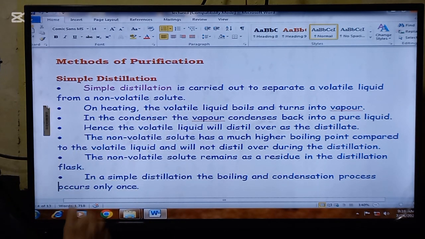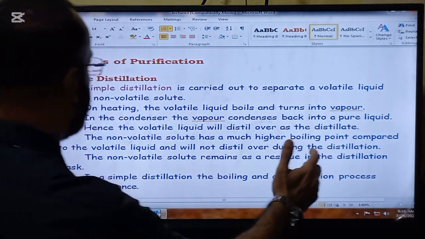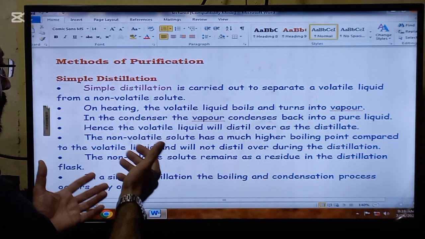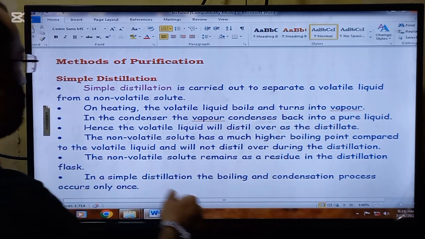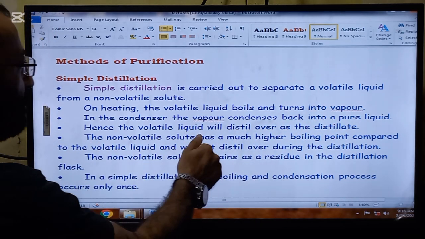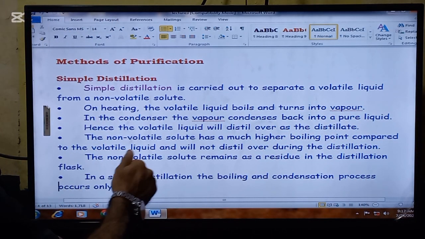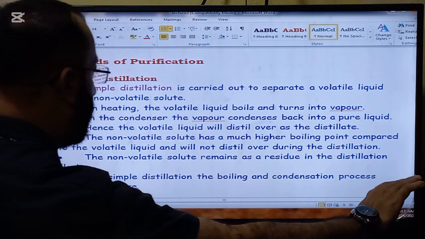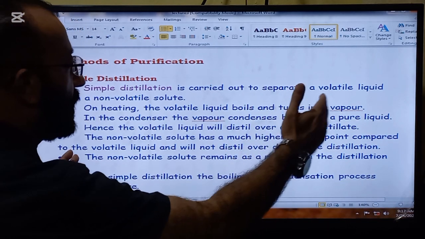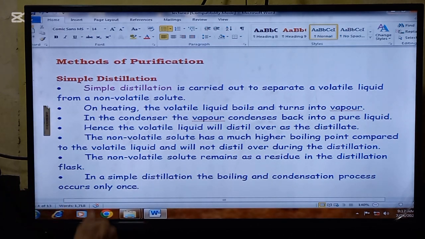Okay, look now. On heating, the volatile liquid boils and turns into vapors. So when we heat the solution, the volatile liquid will boil and turn into vapors. In the condenser, the vapors condense back into a pure liquid. Hence, the volatile liquid will distill over as the distillate. This is how the volatile liquid is separated from the non-volatile solute.